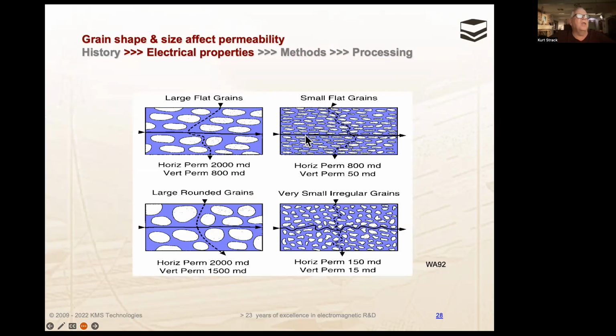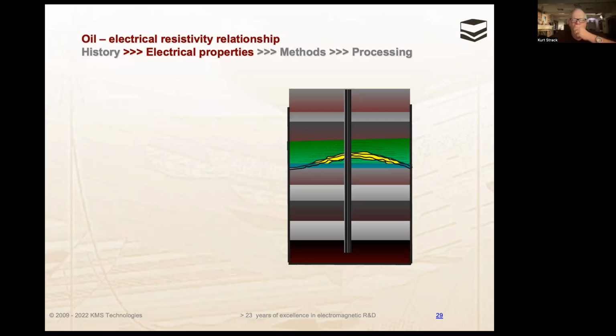If we get smaller grains or flat lenses, then the ratio between vertical and horizontal permeability gets much larger. Here it is 10, here it is 16. So small flat grains give you a higher anisotropy. And with large rounded grains, you have essentially very little permeability anisotropy. This is important for us to know.